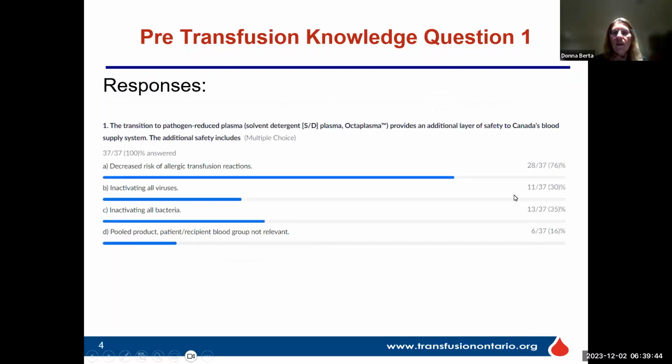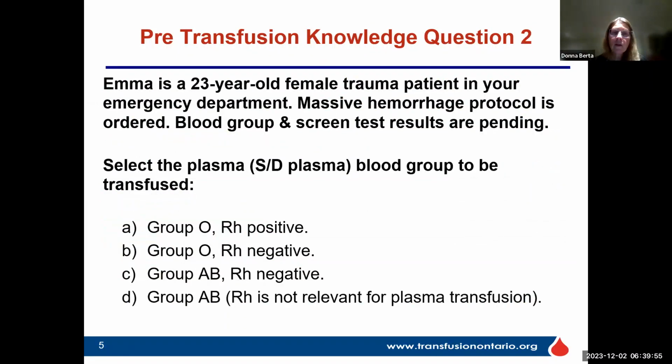Interesting results here. And we will come back to this question throughout the talk, and again at the end, we'll review the questions. The second question: Emma is a young female trauma patient in your emergency department. The massive hemorrhage protocol is activated. We don't have a blood group and screen test result at this time. Select the plasma, including SD plasma, blood group to be transfused to Emma.